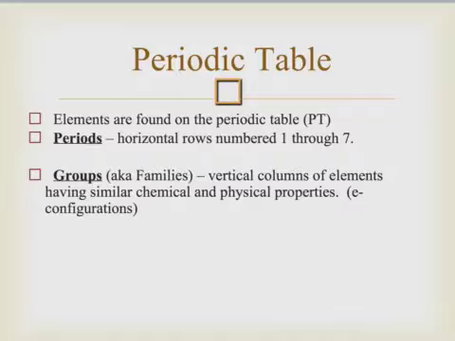The groups, also known as families, also known as columns, are the vertical columns. They go up and down of elements. Elements that are in groups, also called families or columns, have similar chemical and physical properties. That's why they're called families. Just like you have similar properties as your family members, the elements in the same family have similar properties as well.